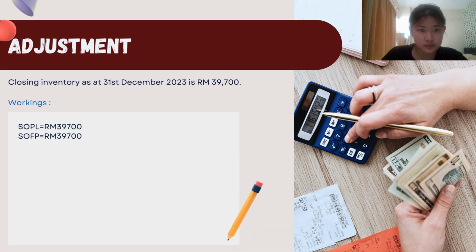The additional information gives us that closing inventory as at 31st December 2023 is 39,700 ringgit. So we will get 39,700 ringgit for SOPL and 39,700 ringgit for SOFP.